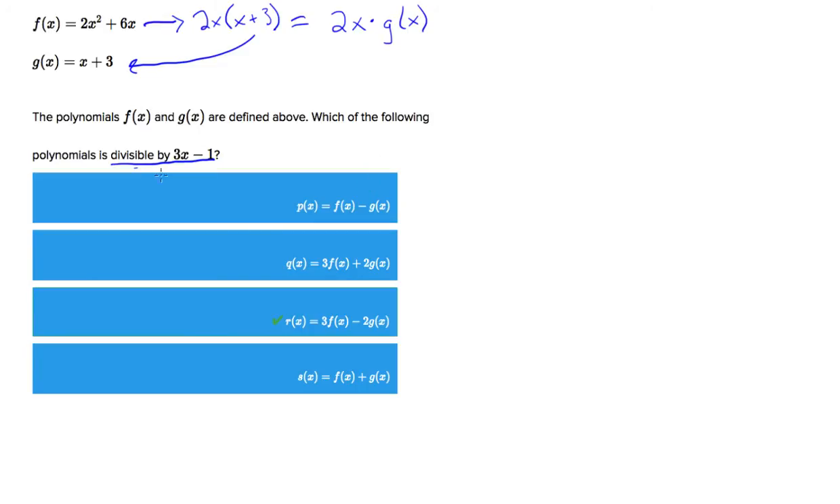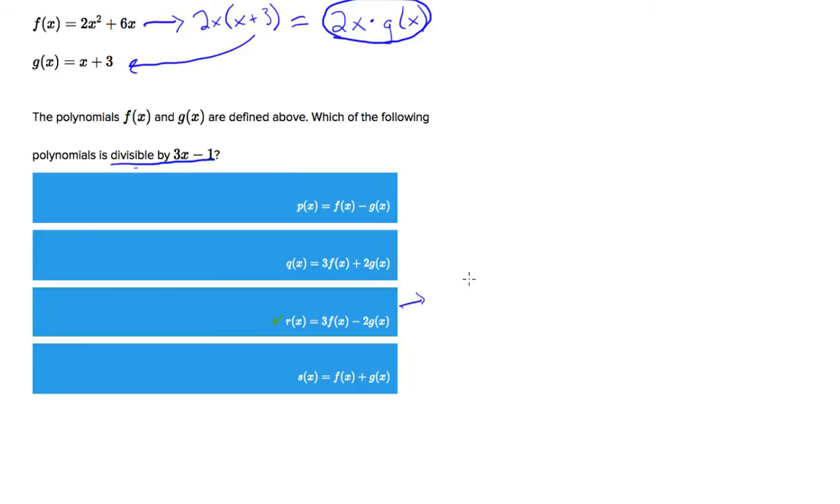So to figure out which is divisible by 3x minus 1 in these answer choices, we're going to go through and plug in this 2x times g of x in place of f of x and see where we can find this 3x minus 1.